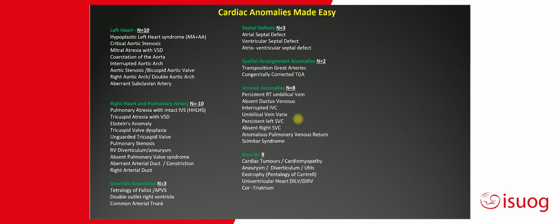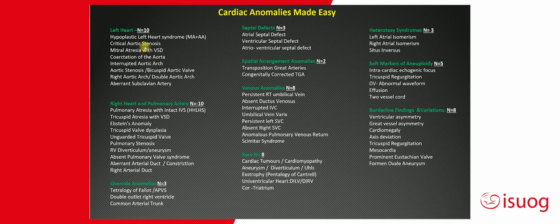So I like to compartmentalize cardiac anomalies into the major groups: left heart, override anomalies, septal defects, spatial range anomalies, and venous anomalies. Then there's the rare group and the heterotaxy, which are a mixture of these, and then soft markers and borderline cardiac findings. So essentially these 6 groups are what I'll be focusing on in cardiac anomaly detection. And it's important to have in your mind these groups.